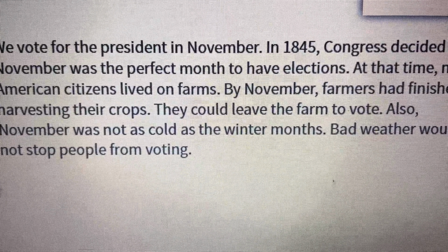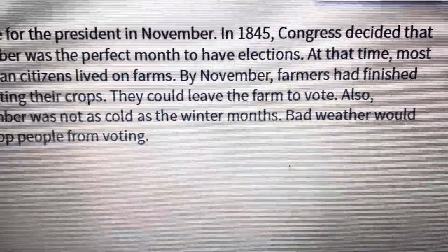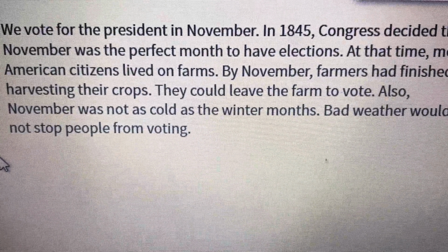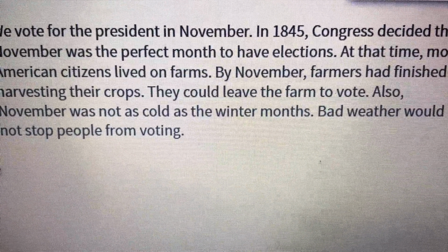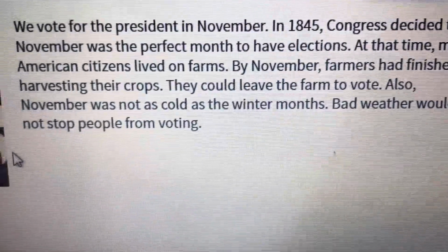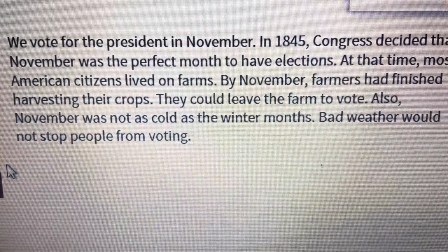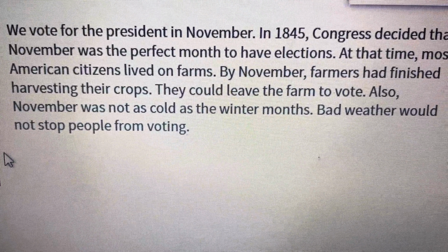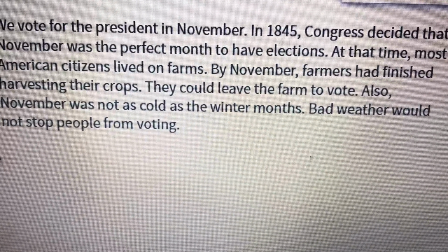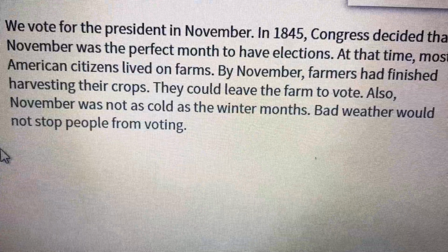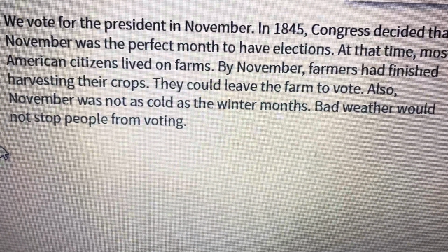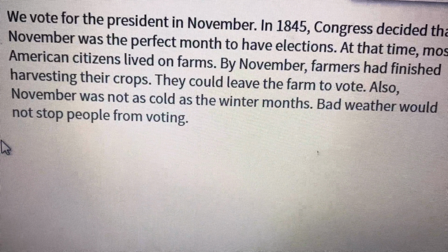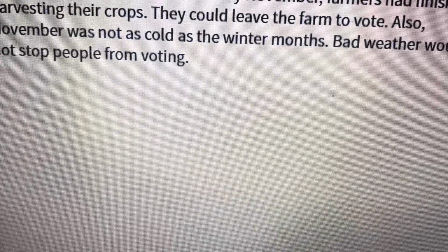In 1845, Congress decided that November was the perfect month to have elections. At that time, most American citizens lived on farms. By November, farmers had finished harvesting their crops. They could leave the farm to vote. Also, November was not as cold as winter months. Bad weather would not stop people from voting. That's right.